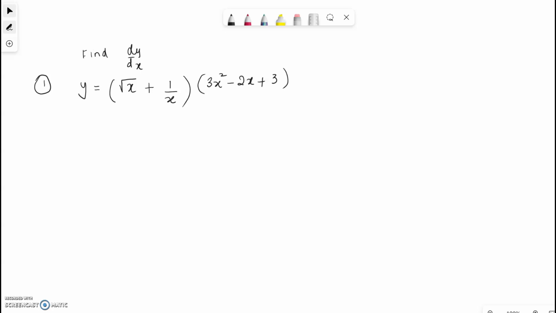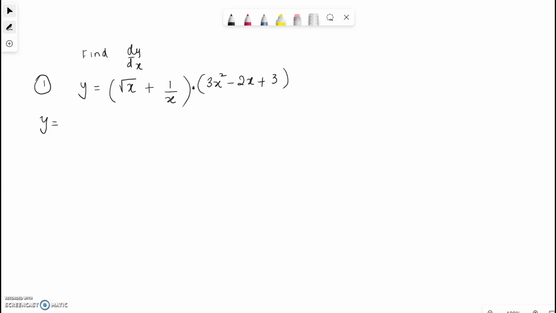We'll find the dy by dx of the given function. Notice that the function is a product, and we could use the product rule, or we could simply multiply it out completely before we take the derivative. That's just another easy way of doing it. It's easy only if you know your algebra. So let's just start with the multiplication.